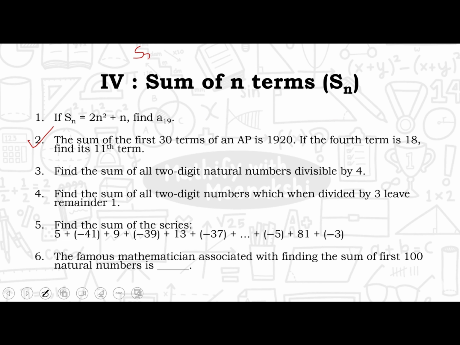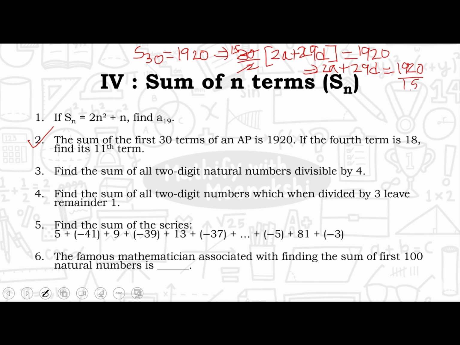Now S30 is 1920. So I'm not writing the formula, I'm directly using it, that is 30 by 2, n by 2, twice of a. What is a here? That we don't know. So you will write normally 2a plus n minus 1. What is n here? 30. 30 minus 1 is 29 into d. We don't even know d, so write it directly, is equal to 1920. Now if you cut this, you will get 15. So let's solve this. We'll get 2a plus 29d, and you will shift that 15 to this side, 1920 by 15. I think it's clear till here.